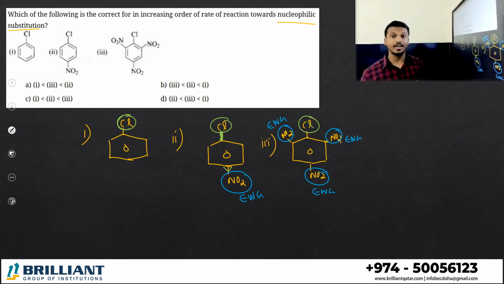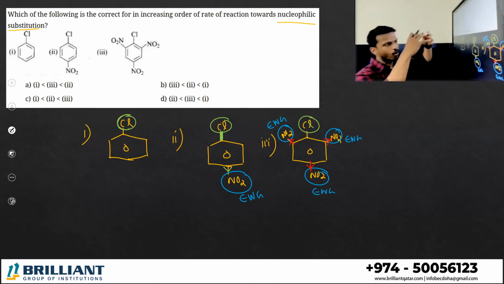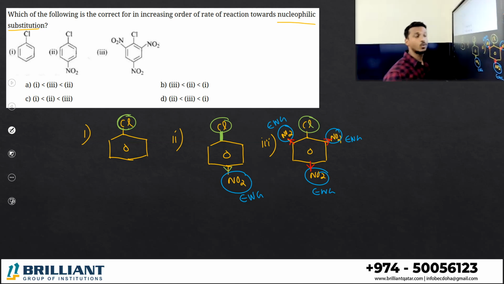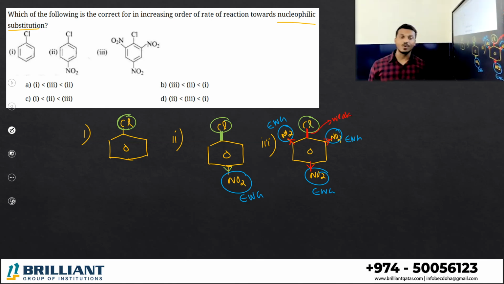But you see option three, which contains three electron withdrawing groups. So what will happen? This nitro group is pulling towards that, this nitro group pulling toward that, this nitro group is pulling towards that. So from all the benzene ring, nitro groups are pulling electrons towards them. So the strength of the C-Cl bond becomes very weak. If it is weak, what will happen? You can easily remove the chlorine.